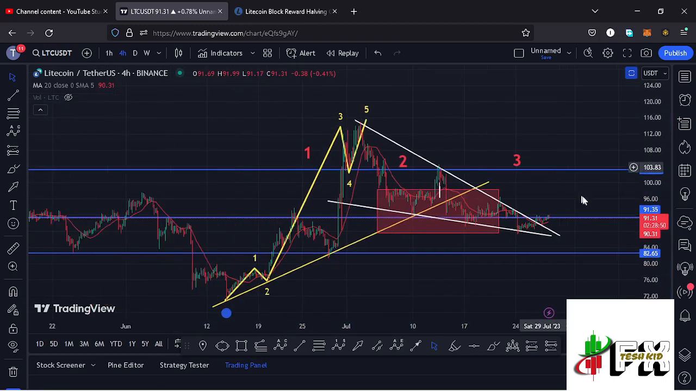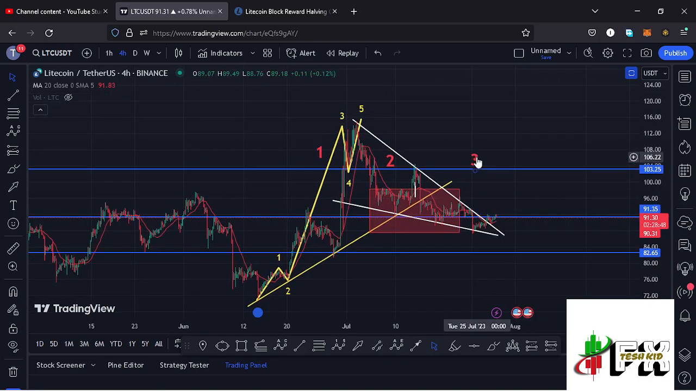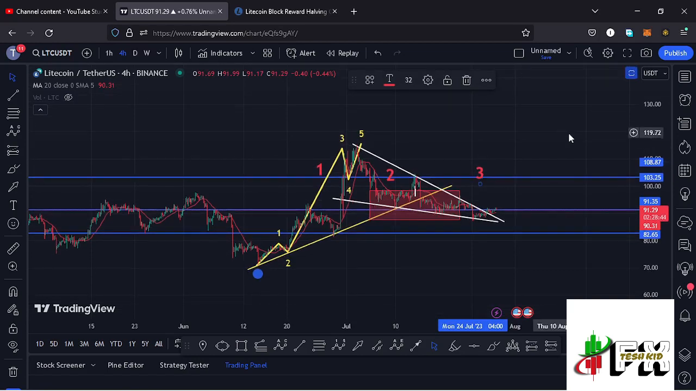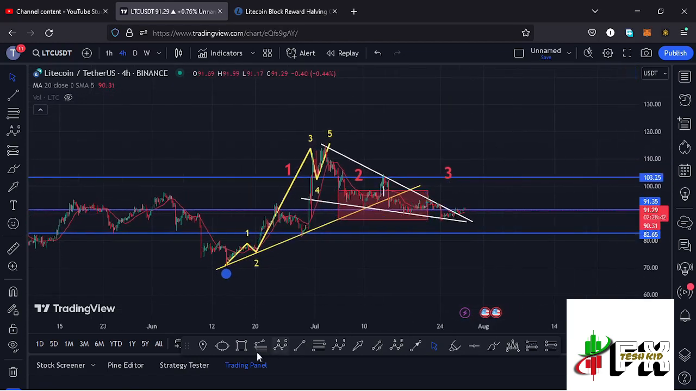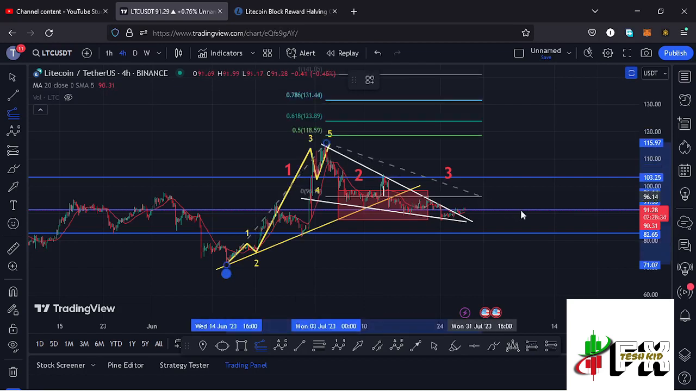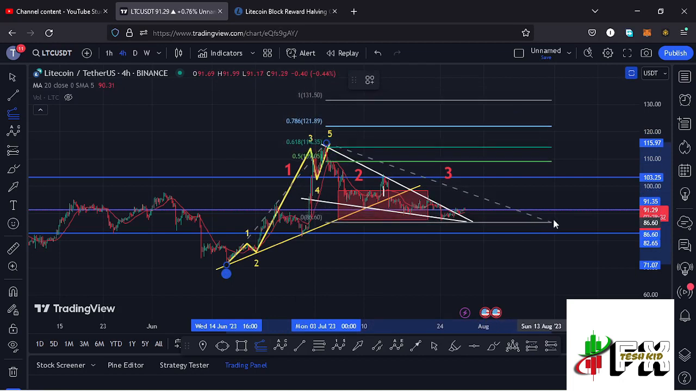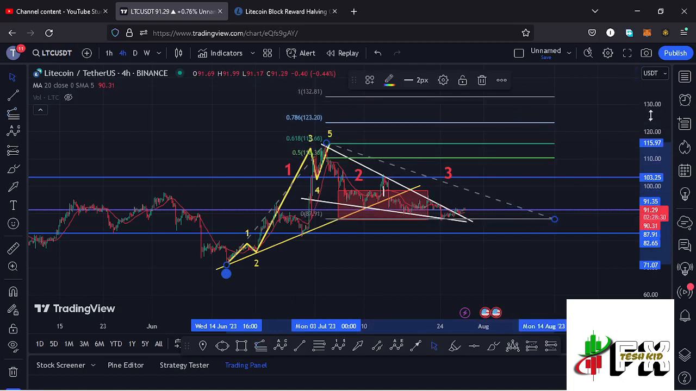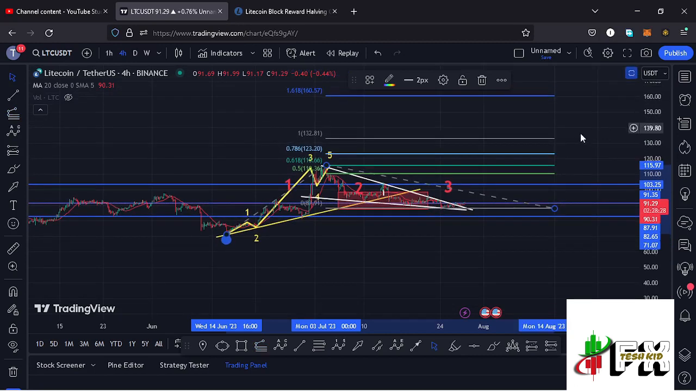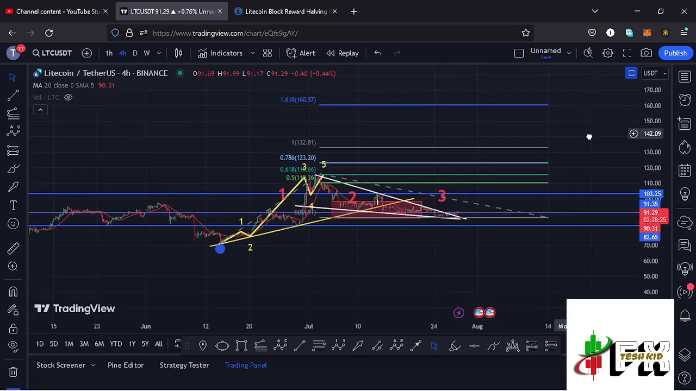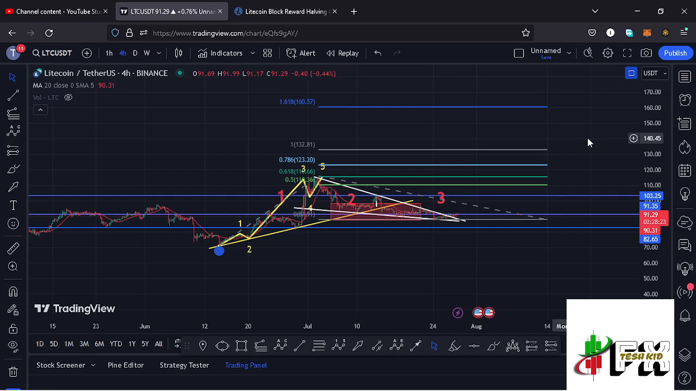a reaction of the target area and start gearing up impulsively in the formation of this wave 3. I get minimum target areas for that wave 3 by connecting the trend-based Fibonacci from the low of the first wave to the high of that wave 1, then dragging the fibs to the low of the second wave. I get a minimum target area at the fib level that is 1.618, and that is at around the $160.57 mark. That is the minimum that I can expect Litecoin to do in the formation of that wave 3.